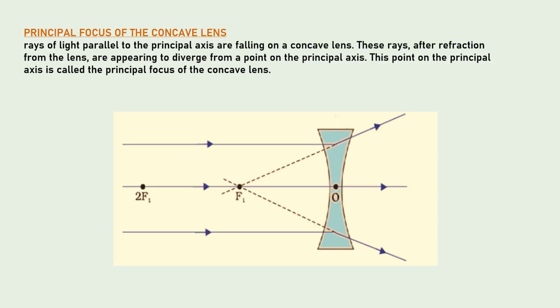When parallel rays of light are incident on a concave lens, they are diverged by the lens, and when we extend them geometrically, they will meet at point F1. So this is called principal focus of concave lens.